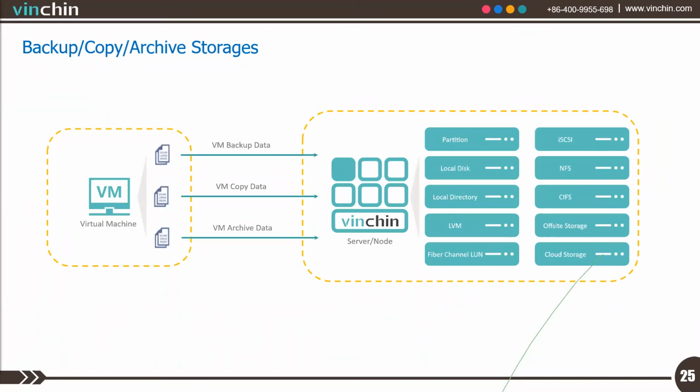So now users can have local partition, local disk, local directory, logical volume, FC SAN, IP SAN, offsite storage, and the cloud storages to save the backup data. Among those storages, the offsite storage is another Vinchin Backup server which has been installed on a remote site, and it will be used for offsite backup copy only. And the cloud storage will only be used to save the backup archives.